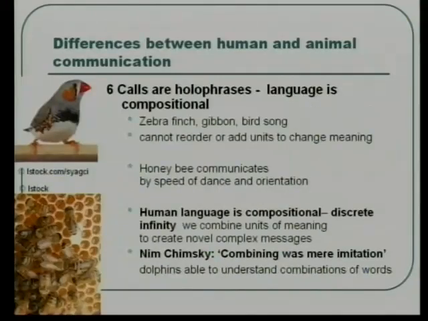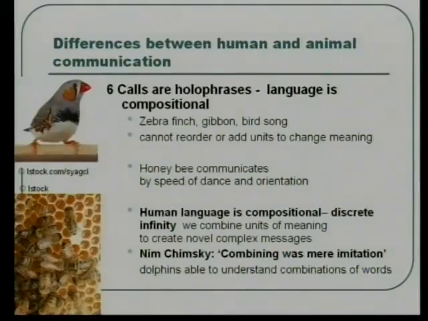Okay, let's return to our comparison of human and animal communication. Calls are a holistic phrase. That's a lovely bit of jargon. What it means is that the whole call has one meaning. So for an alarm call, the whole call means a snake or a cheetah or an eagle. You can't break that call down in any way. You may be able to reorder it. Maybe some animals do reorder how the call is presented, but it still has one meaning.